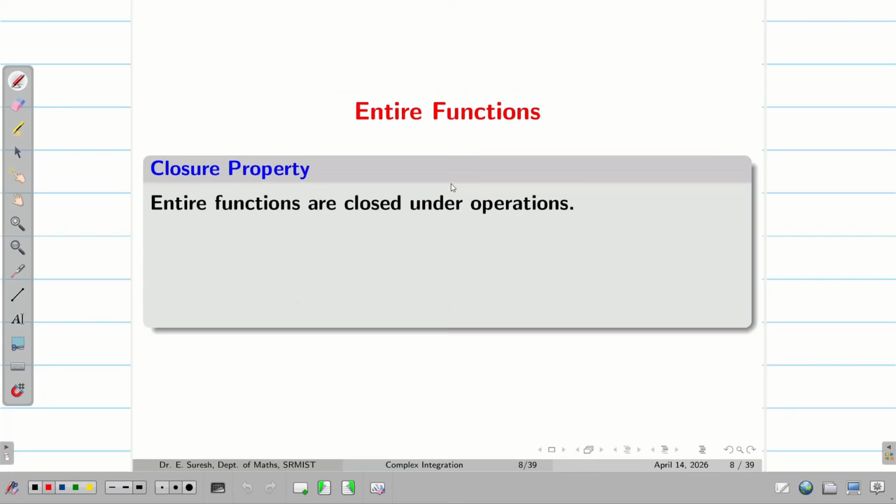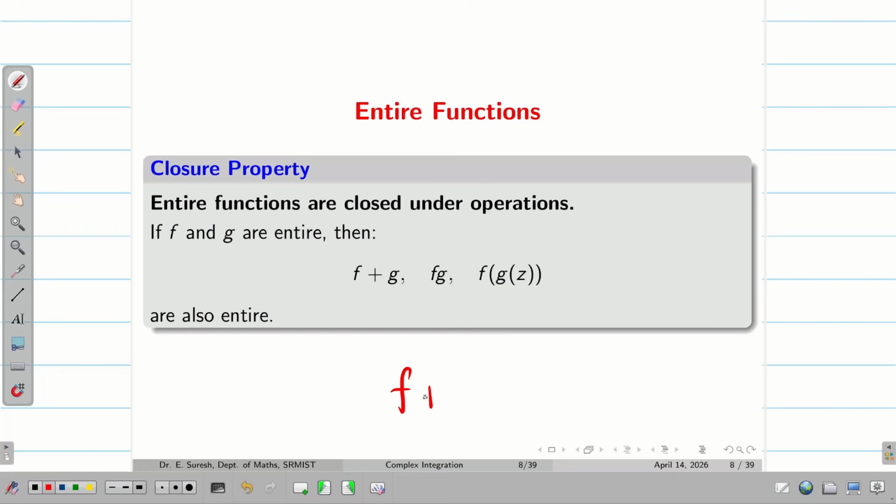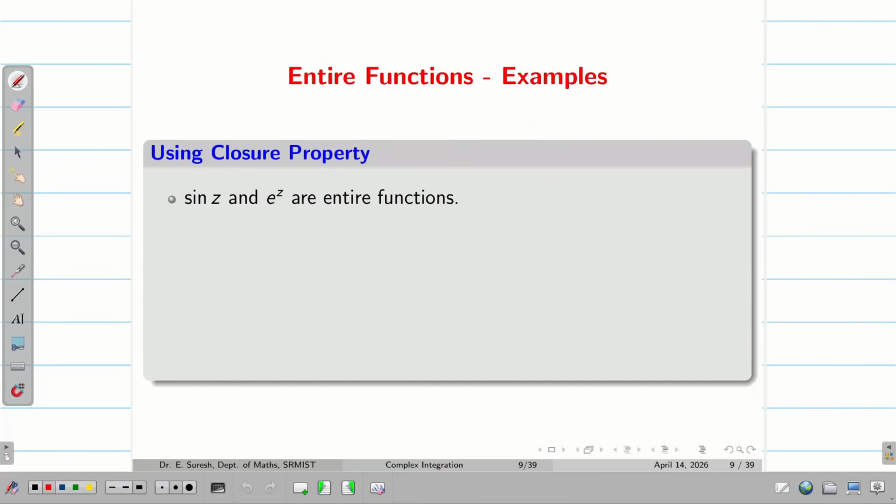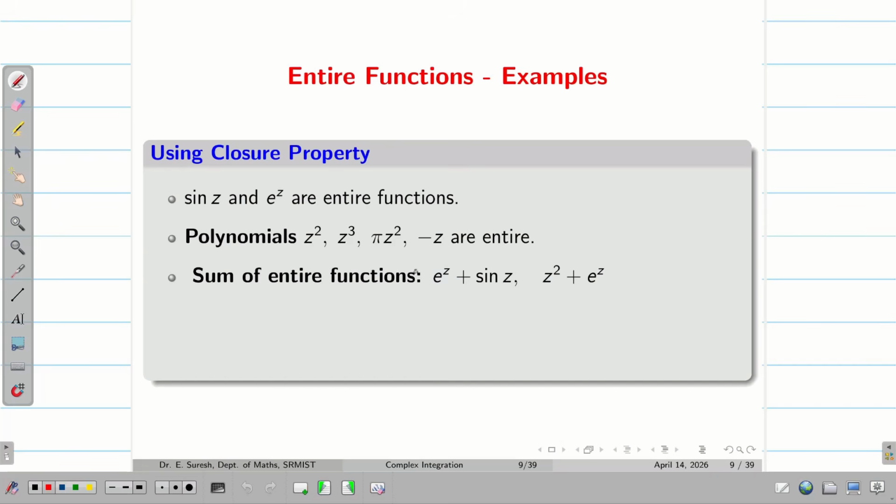Next, whatever property we see for analytic functions is also applicable for entire functions. If f and g are two entire functions, then f plus g, f into g, and f of g of z are also entire. Some examples: sin z and e power z are entire functions, and polynomials like z square, or a into z square minus z, are all entire functions. The sum of entire functions is also entire, and the product of entire functions will again give you an entire function.